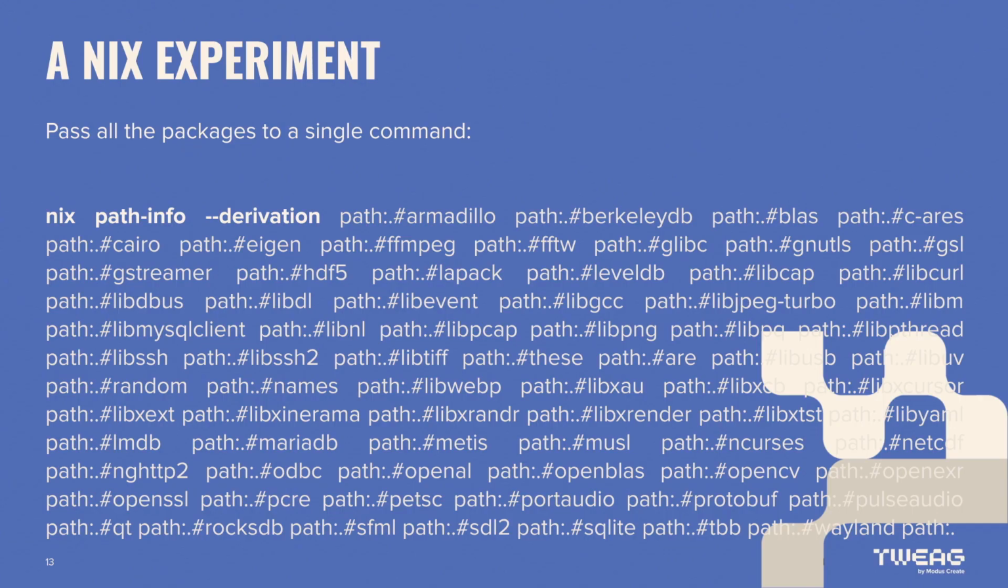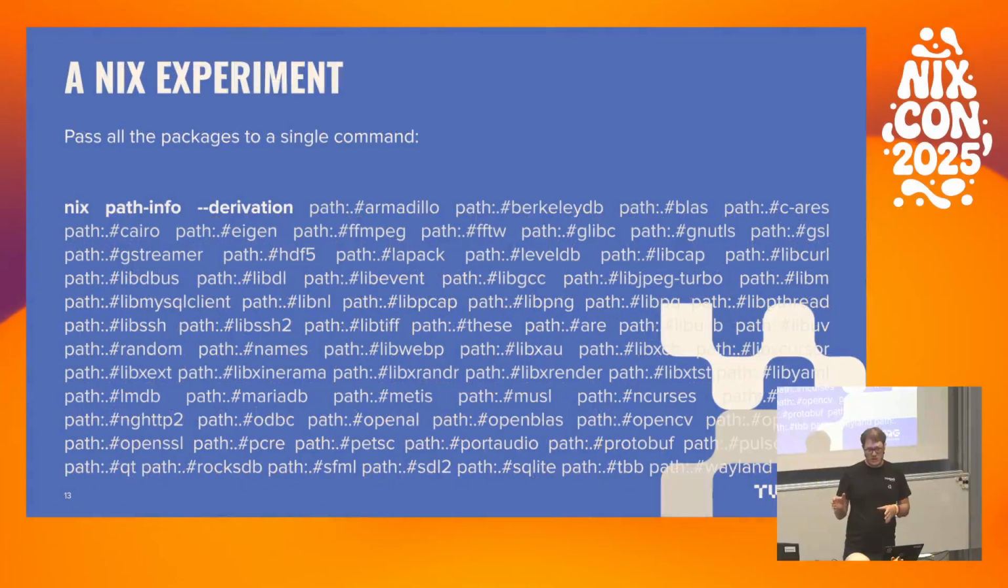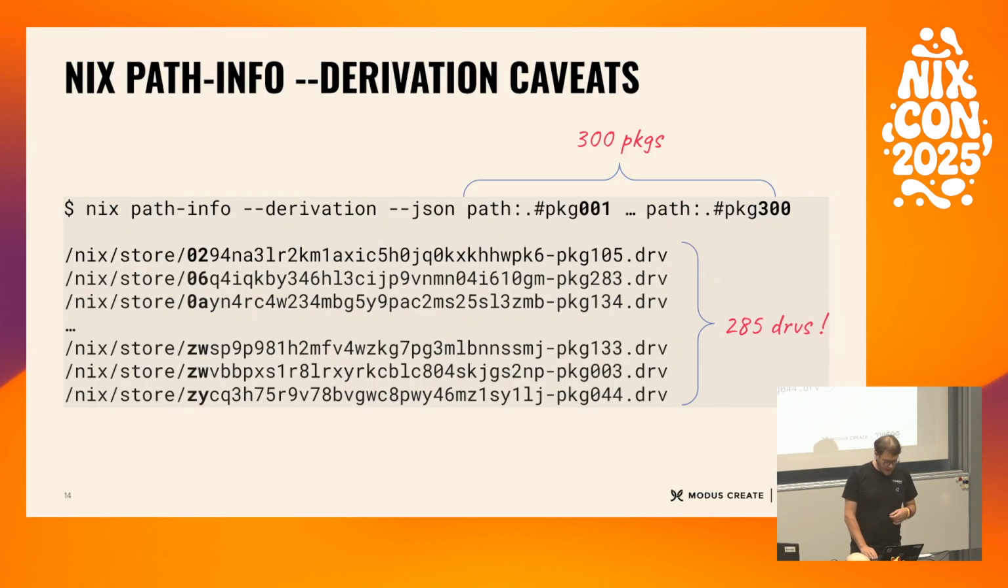So I made an experiment. I did the nix path-info --derivation. This is supposed to print me the DRV file of all of these things. I mean, it's ChatGPT generated, doesn't mean anything per se. But imagine there are 300 packages on that command line. And you see, I passed 300 packages on the command line, but on the output, I get 285. What happened? How come? It just turns out that some of these packages end up to be the same derivation behind the scenes, which is totally fine.